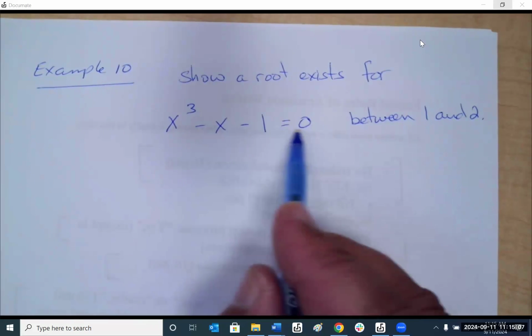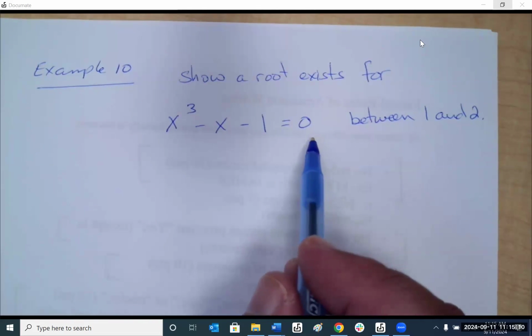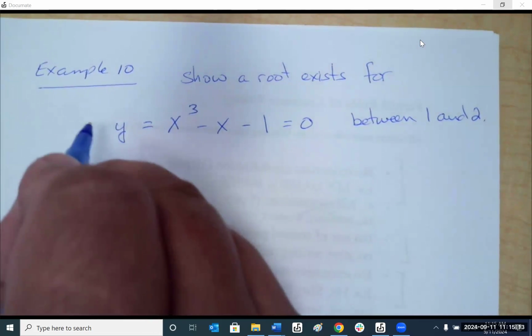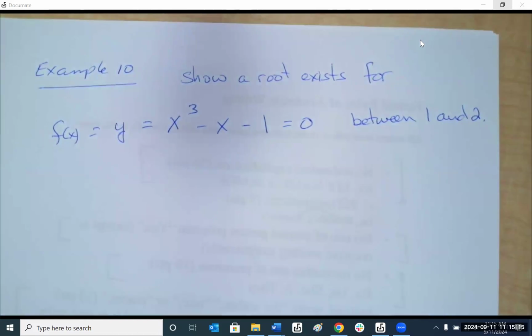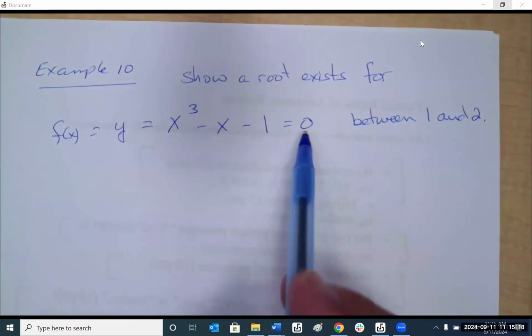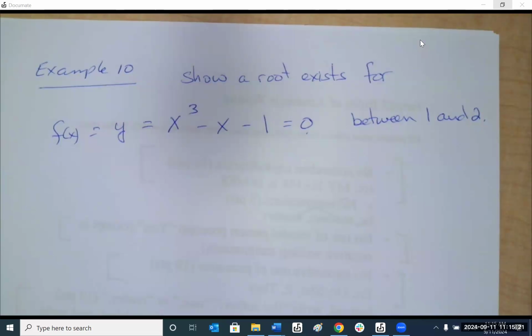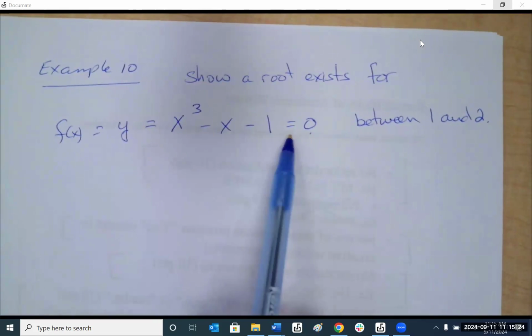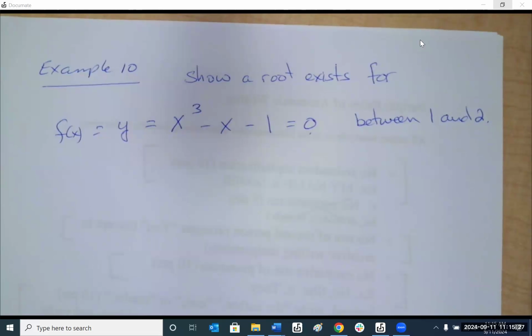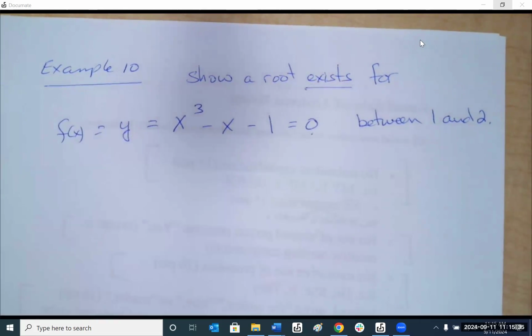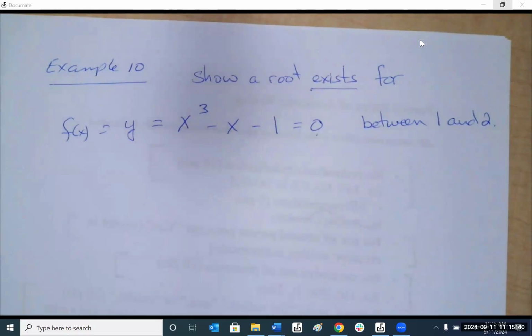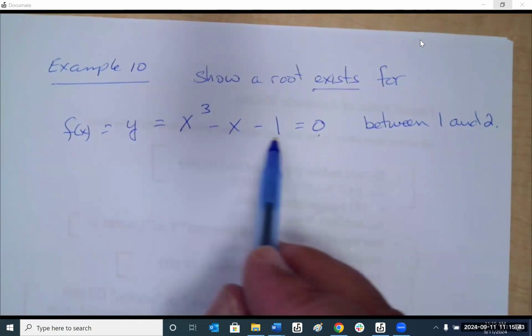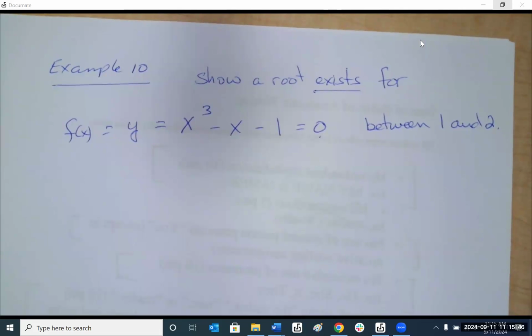Because remember, what is this doing? This is an equation. It equals y, f of x. It equals 0. Is there an x value that makes this equation equal to 0? Is it asking us to find the x values that equal 0? Or just that one exists? So we have to look at a couple things. First off, is the function continuous? Is this equation continuous? How do you know?